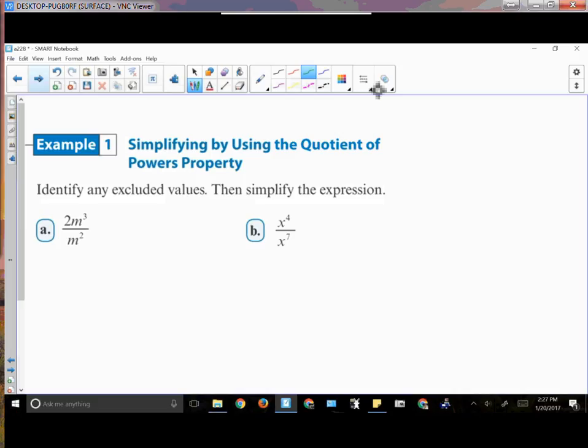Now, they want to go through and identify any excluded values. What can't I have? Well, it looks like I can't have 0. That would be a bad thing, right? Oh, yeah, I just noticed that here.